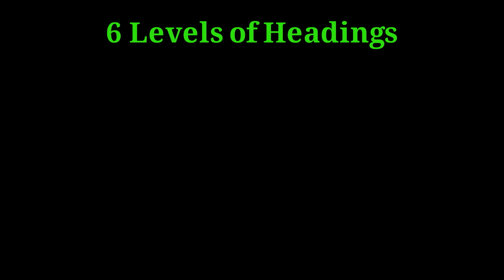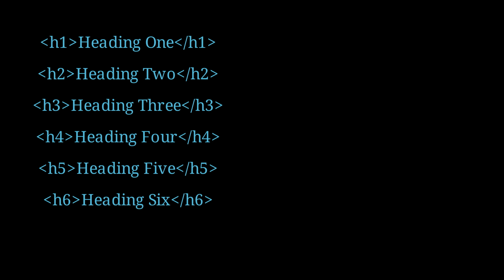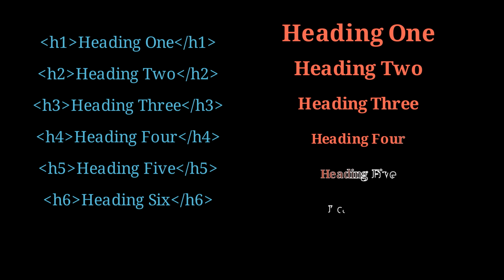HTML supports exactly 6 levels of headings. The syntax is simple. The letter H followed by a number from 1 to 6. Now let's consider the following heading elements from H1 to H6 with text between the opening and closing tags and also the final outputs of each element on the screen.